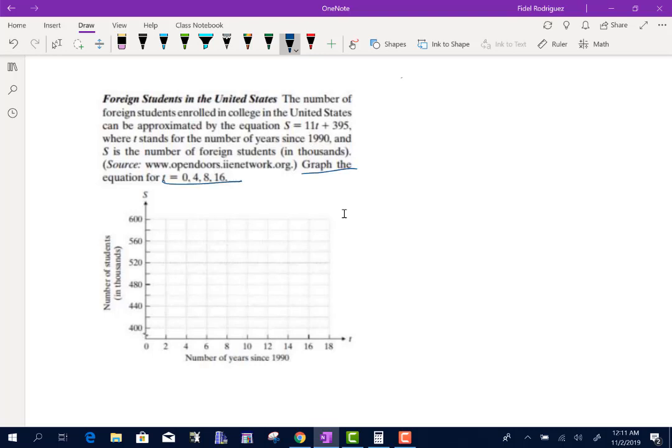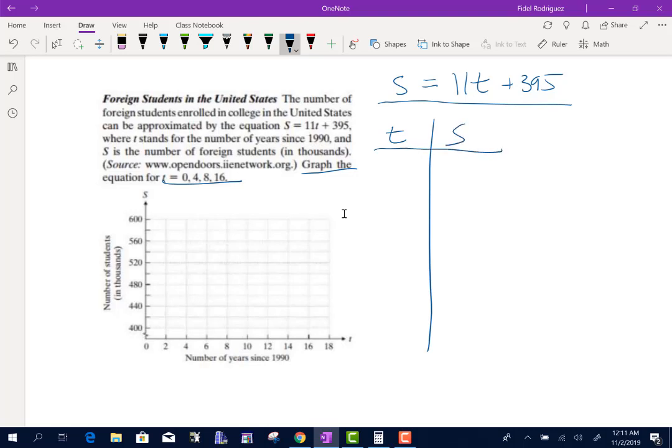Okay, so the first thing I'm going to do here, guys, I'm going to write out the equation. 11 times t plus 395. And just like we did earlier, guys, I'm going to make a little table. Okay. So look, it says let's do it when t is 0. Let's do it when t is 4. Let's do it when t is 8. And let's do it when t is 16.